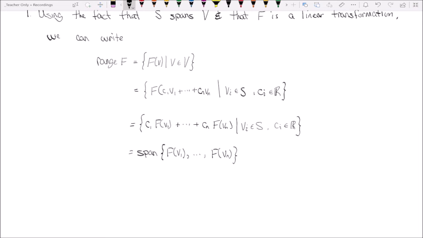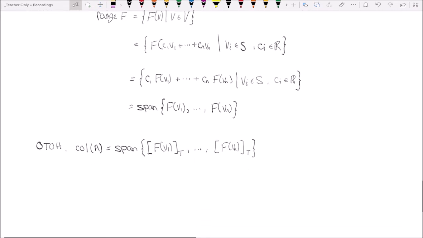So in other words, our range is spanned by the transformations of each vector in S. Now, on the other hand, the column space of A is spanned by the coordinate vectors of each transform of each vector in S with respect to T. Now, not only do these two sets of vectors span the respective vector spaces, they're also linearly independent. So these sets are actually bases.